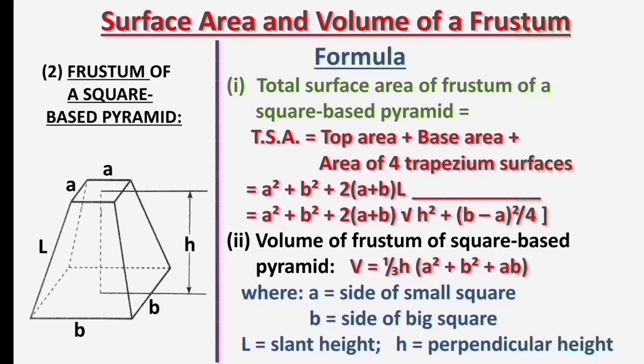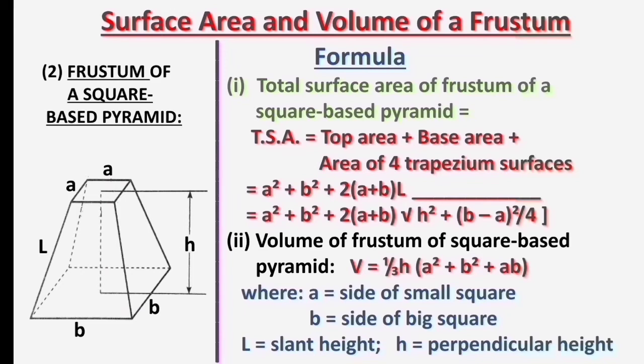From Pythagoras' rule, the slant height can be gotten from the formula the square root of h squared plus in bracket (b minus a) all squared divided by 4. While the formula for the volume of the frustum of a square-based pyramid is 1 over 3 h in bracket a squared plus b squared plus ab.